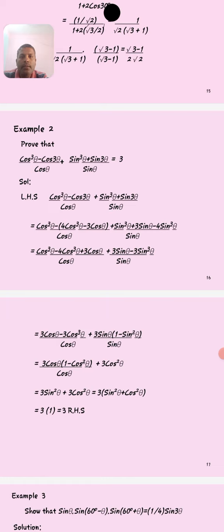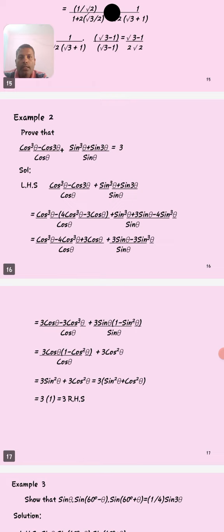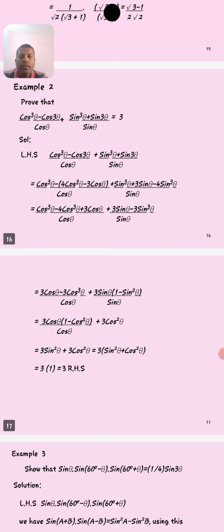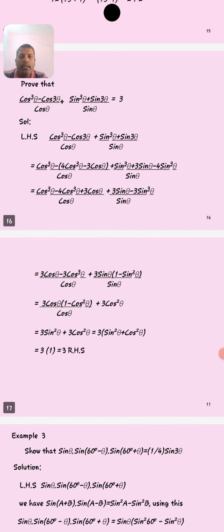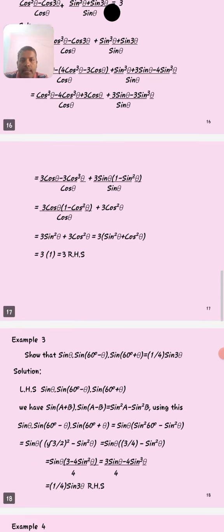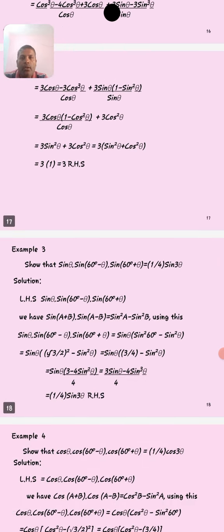Once again you see here, prove that cos cube theta minus cos 3 theta by cos theta plus sin cube theta plus sin 3 theta by sin theta is equal to 3, we have to prove. That's why in the place of cos 3 theta, we apply the formula 4 cos cube theta minus 3 cos theta. In the place of sin 3 theta, we apply the formula 3 sin theta minus 4 sin cube theta. Here after the simplification, we take the common of cos theta and sin theta. We get 3 sin square theta plus 3 cos square theta is equal to 3 into sin square theta plus cos square theta. We know the condition sin square theta plus cos square theta is equal to 1. That is equal to 3 into 1, 3.